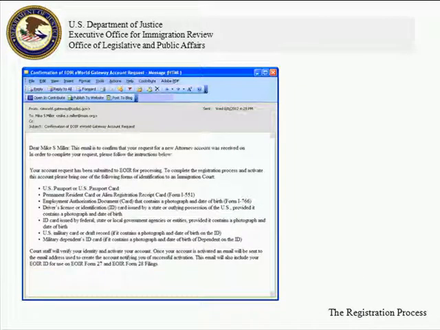You will also receive an email, and this is what the email will look like. It will basically tell you the same thing that the confirmation screen did, that EOIR has received your information for processing and that you need to proceed to step 2, the photo verification or identity verification.